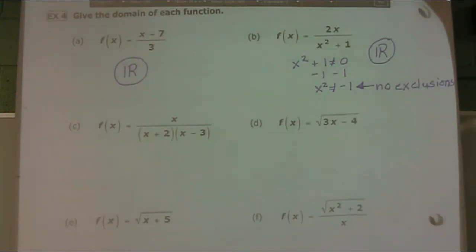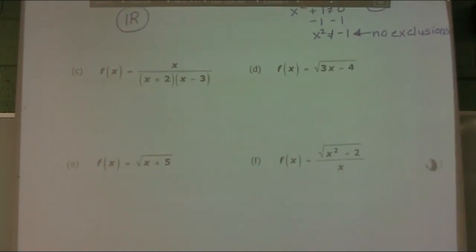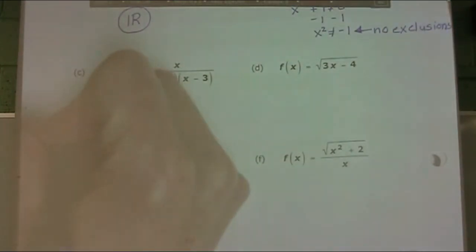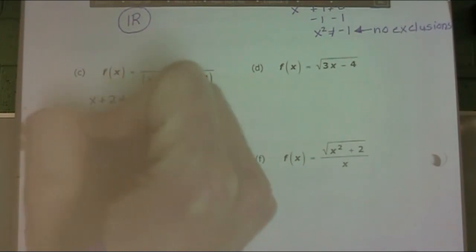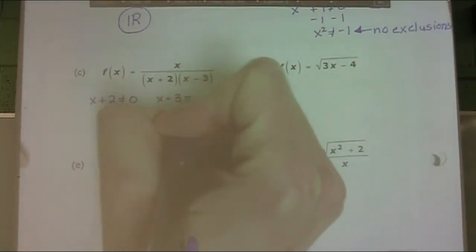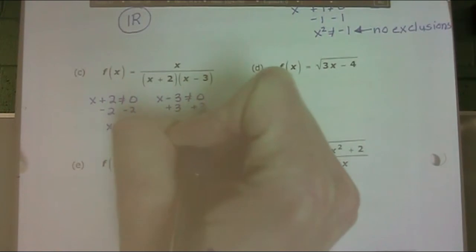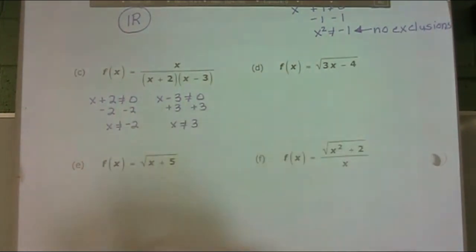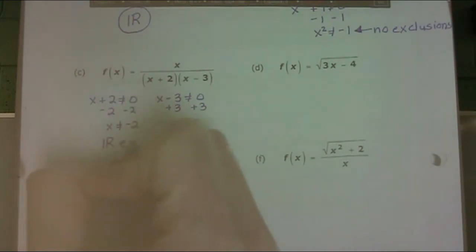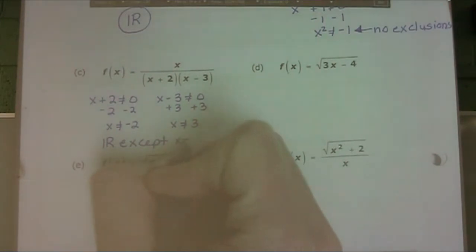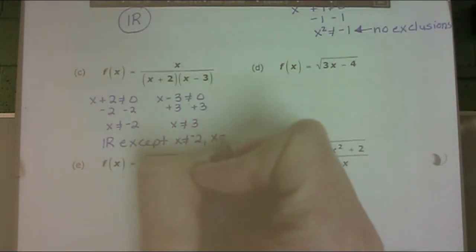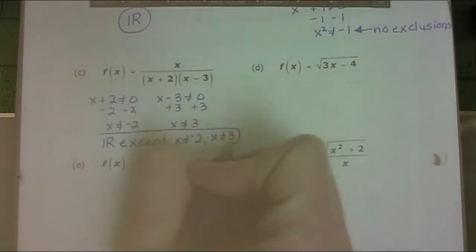All right, let's take a look at C. We have a fraction again, and we have two things multiplied in the denominator. If either one of these two things is 0, the denominator will be 0. So x plus 2 cannot be equal to 0, and x minus 3 cannot be equal to 0. Subtract 2 from both sides, and we find x cannot be equal to -2. Add 3 to both sides, and we have x cannot be equal to 3. So my domain is all real numbers except x cannot be equal to -2, x cannot be equal to 3. And this is my domain.